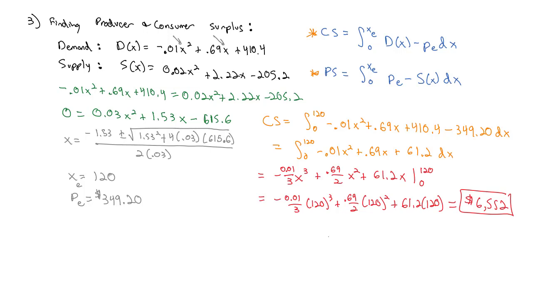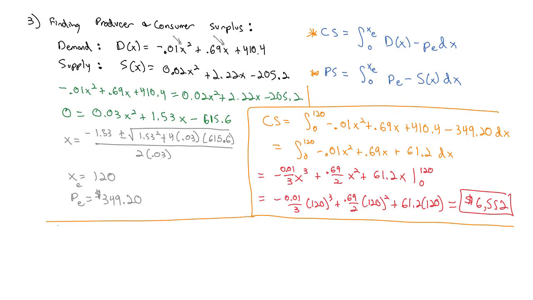Then let's go back and figure out the producer's surplus. I've got a little bit of space down here at the bottom. So let's partition this off. We've got the consumer surplus to the right. To the left, we found the equilibrium price. So now we're going to find the producer's surplus. The producer's surplus is the integral from 0 to the equilibrium quantity of 120 of the equilibrium price of 349.20 minus the entire supply curve, which means we have to multiply all of these terms by negative 1.